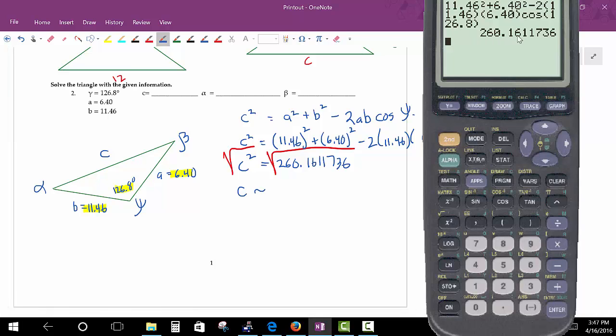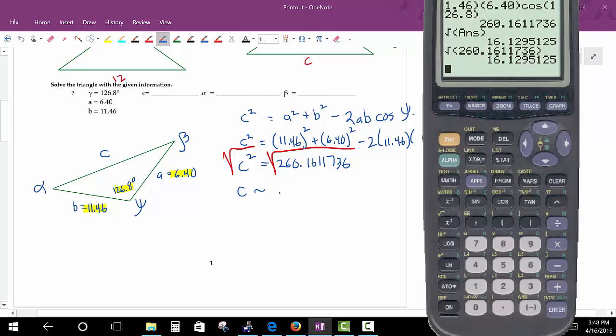Now what I can do on this, since I've got this already calculated, that's stored in this ANS key. So I can go ahead and go square root. Instead of retyping that, I can go second, the negative symbol, and then it'll do the square root for me. So see what that did is it allowed me to not have to worry about retyping that number in, so it just saves a little bit of time. So I use that ANS key all the time, and you should too.